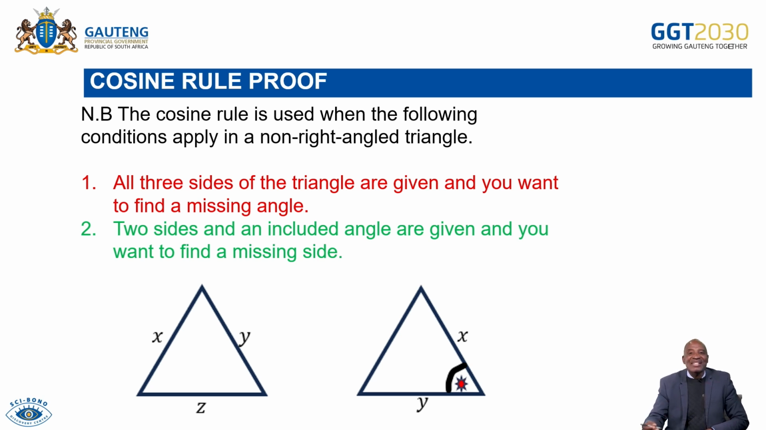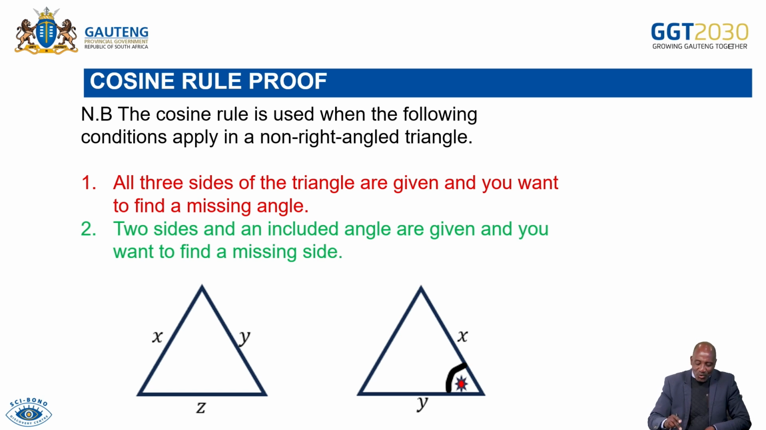We can't use the sine rule in this question because all angles are missing in the first diagram. In the second diagram, the corresponding side to the given angle is unknown. This is where we'll apply the cosine rule.